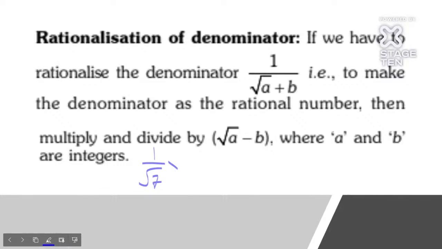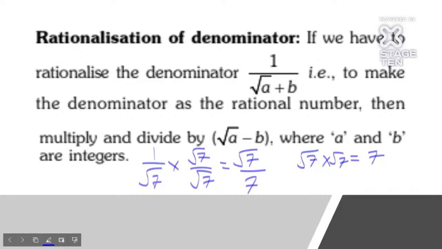So what will I do? I have to multiply by the same number, that is root 7 by root 7. Now what will I get? Root 7 into 1 is nothing but root 7 only, divided by root 7 into root 7. Root 7 into root 7 is nothing but the roots get cancelled out and we get 7. So root 7 by 7. Now if you check the denominator, it is a rational number, isn't it? So it's a rational number.